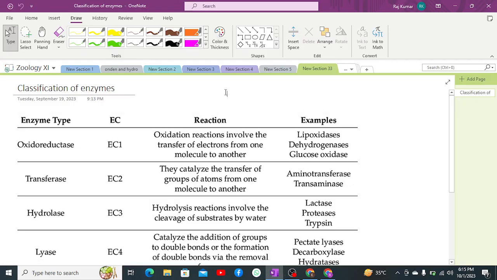Greetings everyone, and today we are going to discuss the classification of enzymes. Enzymes can be classified on the basis of the reactant and substrate.